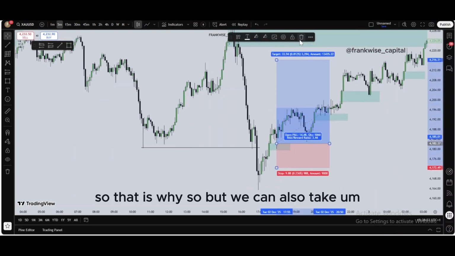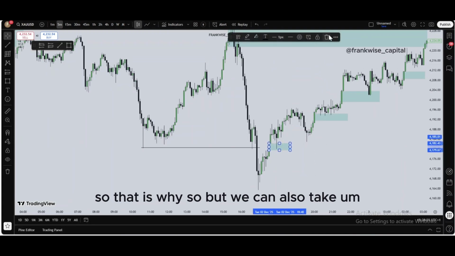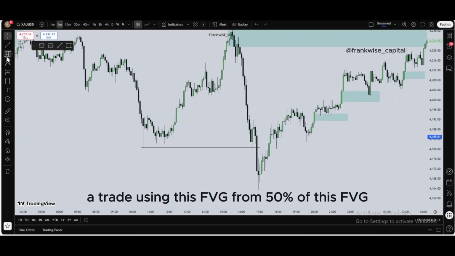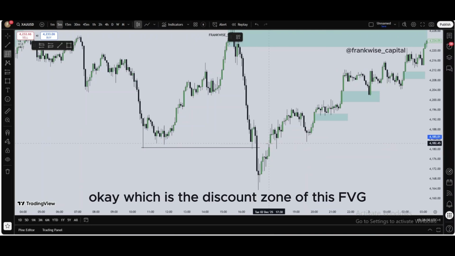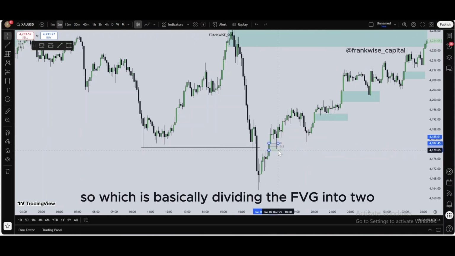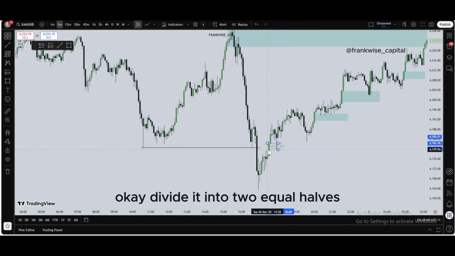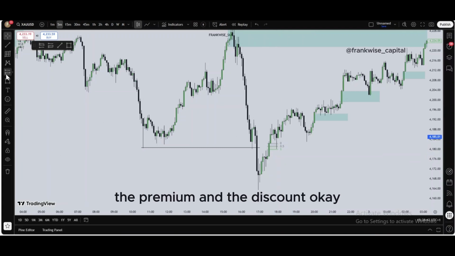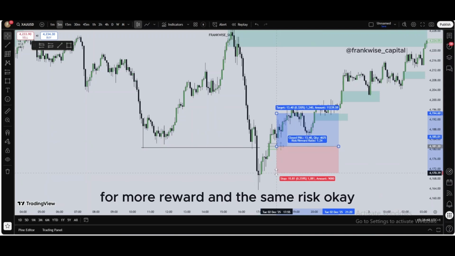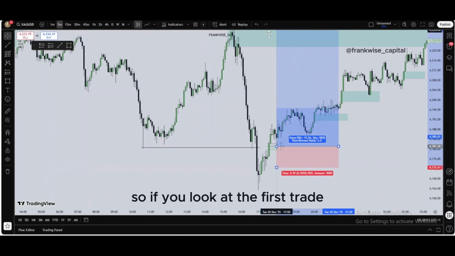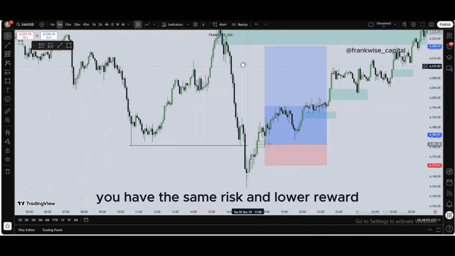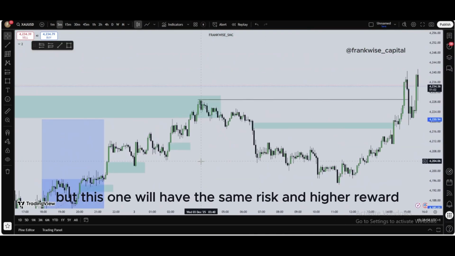So, we can also take a trade using this FVG from 50% of the FVG, which is the discount zone of this FVG. That is basically dividing the FVG into two equal halves, the premium and the discount. So we take it from the discount zone just for more refinement, for more reward and the same risk. If you look at the first trade, you have the same risk and lower reward, but this one will have the same risk and higher reward.